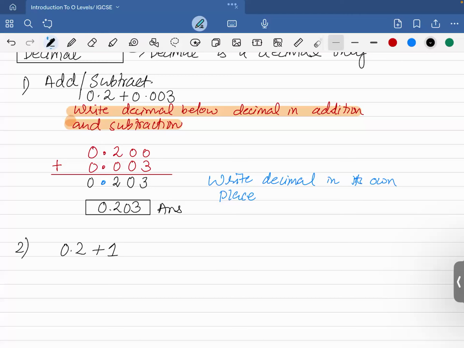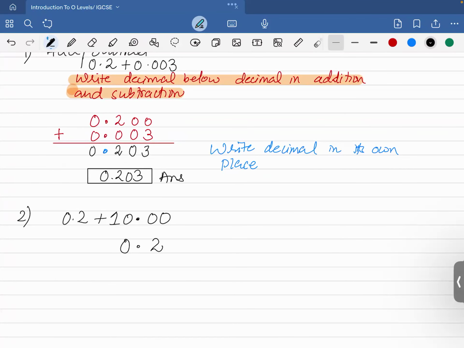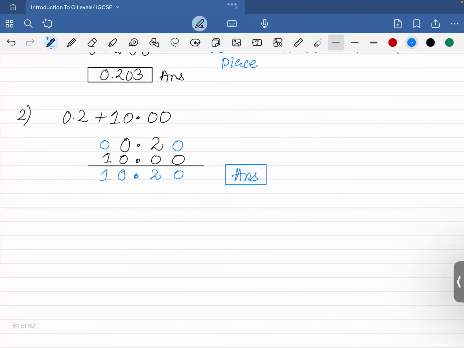For example, sir, take 0.2 plus 0.003. We have to write decimal below decimal. Is this clear? Okay sir. I have to fill the spaces. Write the decimal first. 0 plus 0 is 0, 2 plus 0 is 2, 0 plus 0 is 0, and 1 plus 0 is also 1. So 1.20 is the final answer. Any problem? Clear, sir. Understood, sir.